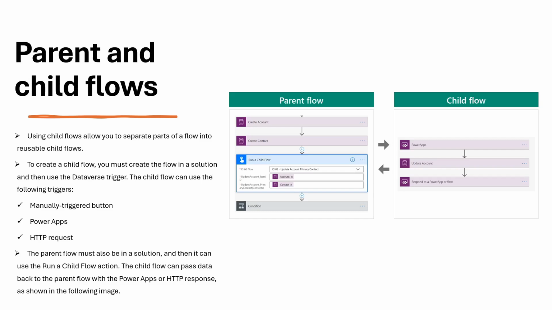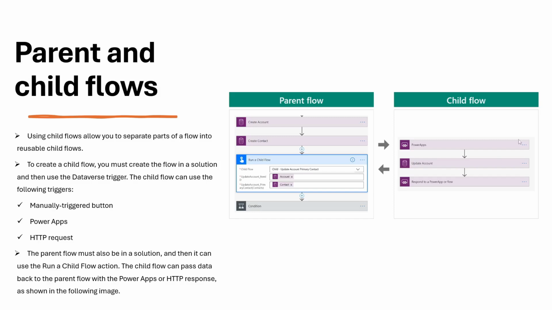Another one is parent and child flows. Using child flows allows you to separate parts of a flow into reusable child flows. To create a child flow, you must create the flow in a solution and then use the manual trigger. The child flow can use the following triggers, which are the manually triggered button, Power Apps, or HTTP request. The parent flow must also be in a solution, and then it can use the run a child flow action. The child flow can pass the data back to the parent flow with the Power Apps or HTTP response, as shown in the following image.